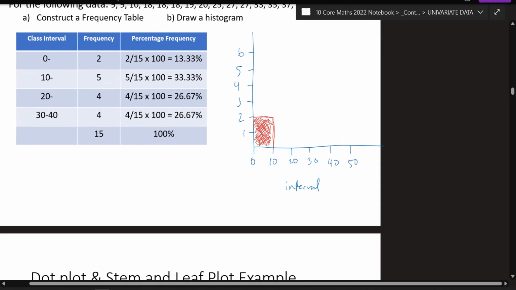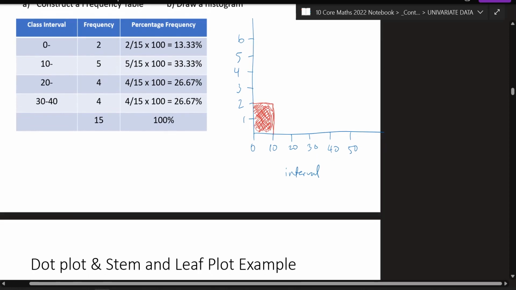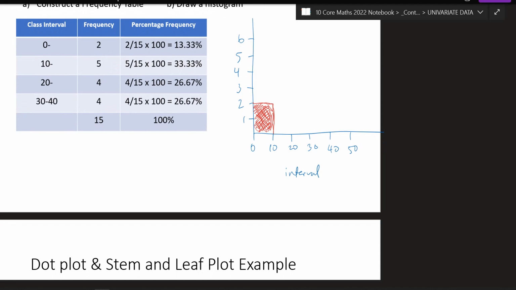And if you want to, you could do different colors. That might make it easier to read as well, but we're not going to do that here. So from 10 to 19, there is 5. So make sure your bar goes all the way up there.